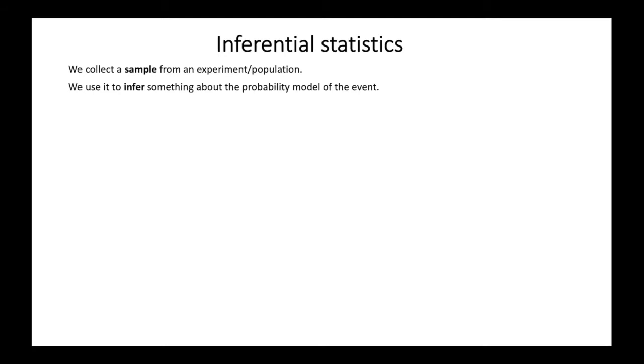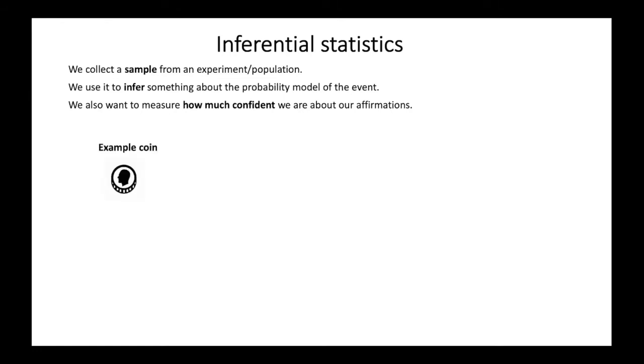So, how can we say something about the probability model? The first intuitive idea could be to repeat the experiment several times and then to look at the data we have collected in order to do some guesses about the probability. The idea of inferential statistics is indeed to formalize this procedure. Therefore, we collect a sample and we use it to infer some information related to the probability model of the event. Furthermore, we will be able to measure how confident we are about this information.